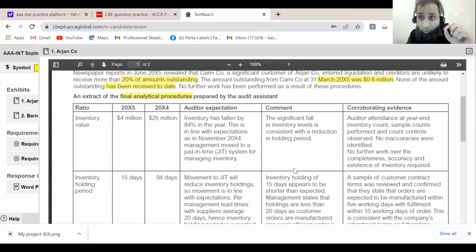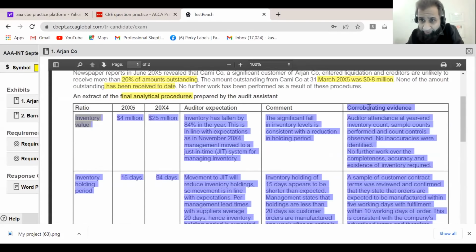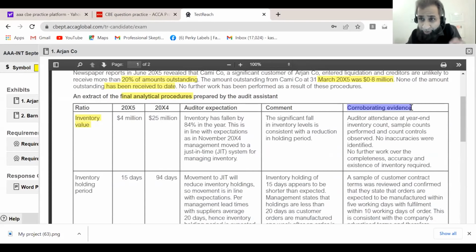What we need to conclude for inventory value right here, this is the corroborating evidence. Can you see the corroborating evidence in the last column? Now you need to comment on whether the evidence gathered on inventory value is consistent or not. Let's do one more and then you do the rest yourself. Inventory value ratio analysis. This is analytical procedure.